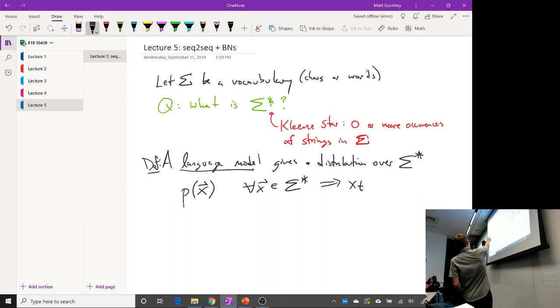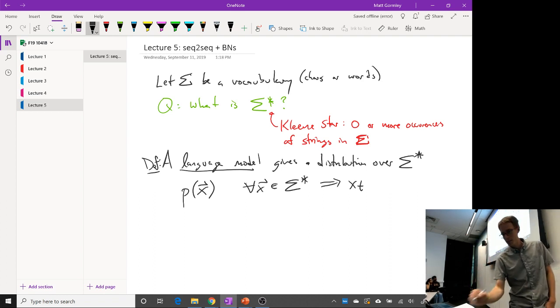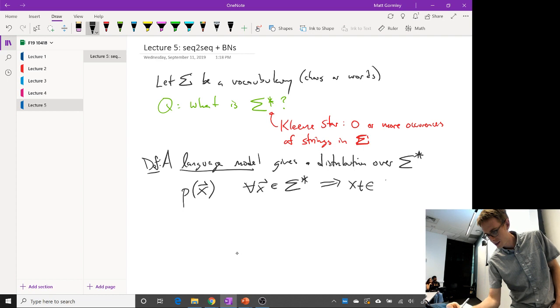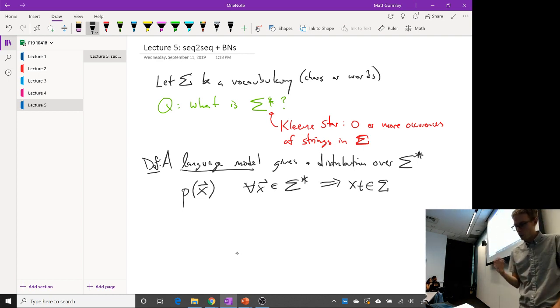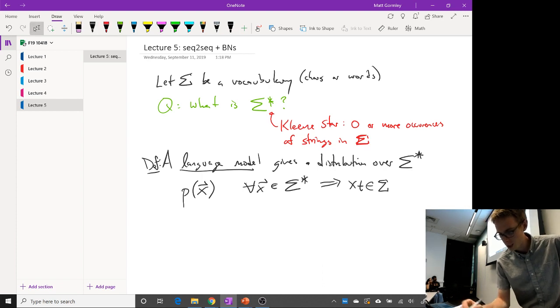So if a vector x is from sigma star, then what is one element in that vector x? Sigma. Yeah, it's just an element of sigma. Okay. So what we're doing is we're defining probability distributions, like this one.